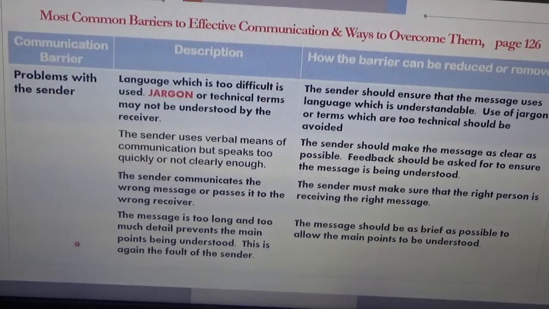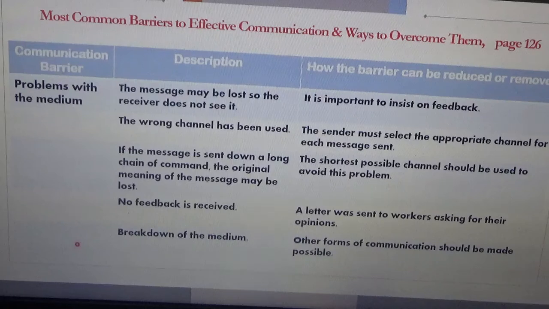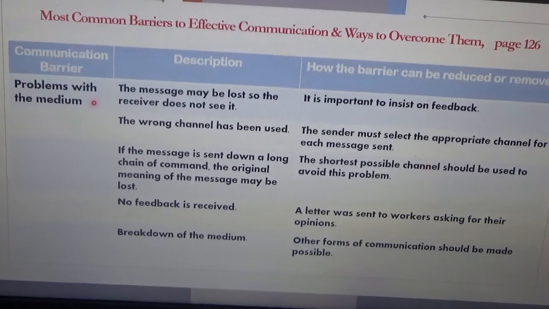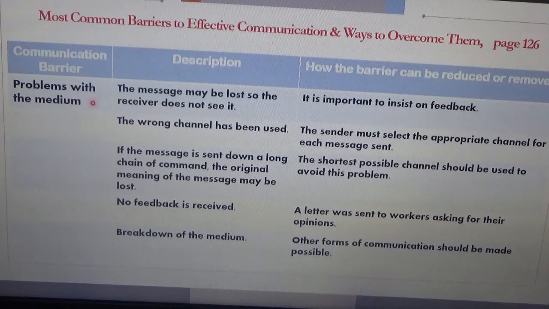The second problem is the problems with the medium. Do we remember our cycle? In the beginning of the chapter, we have the process of effective communication from the sender to a medium, through which we send the message, and then the receiver, and the feedback can only be done if the message received is understood. So let's go to the medium. The medium may be any form of method that we use so that our message can be conveyed.